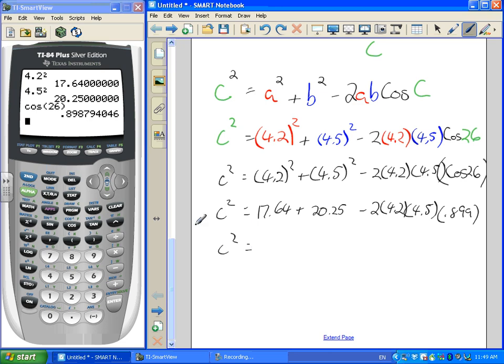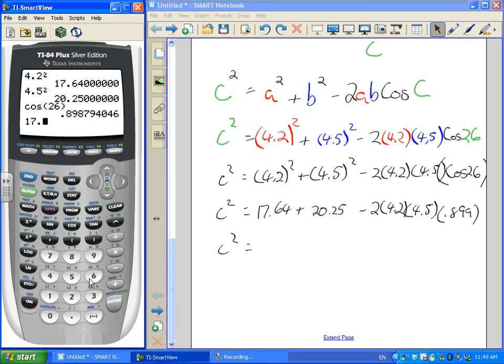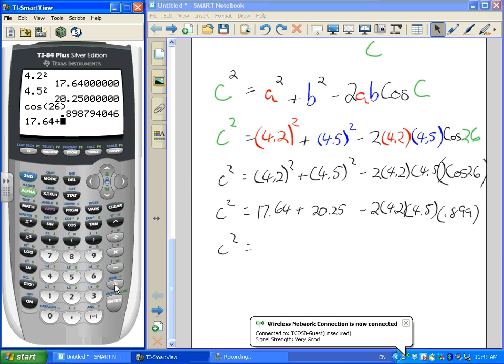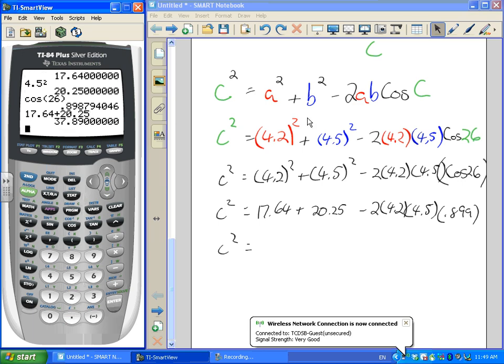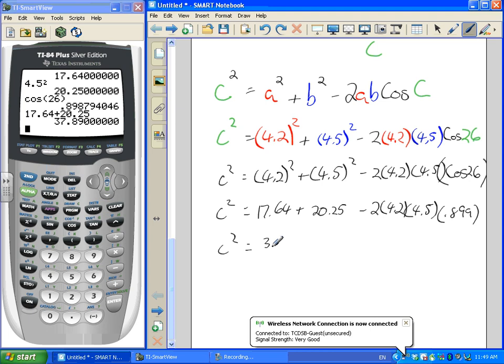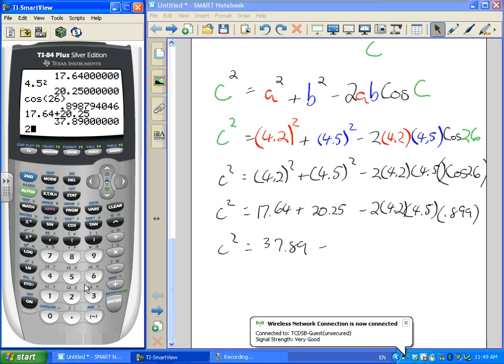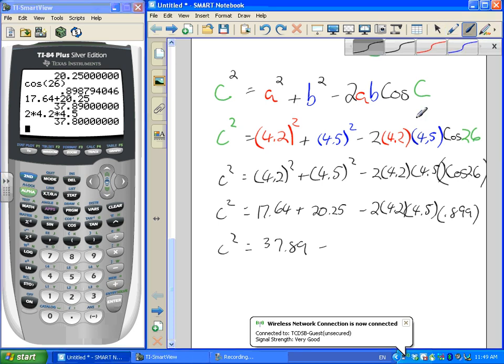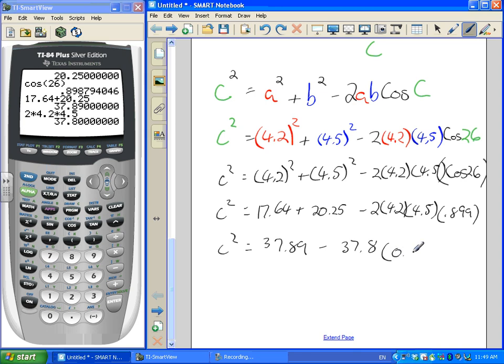C squared is equal to, we can add those numbers together, 17.64 plus 20.25 equals 37.89. Now, next step, I'm going to multiply 2 times 4.2 times 4.5 equals 37.8 times 0.899 or cos of 26.